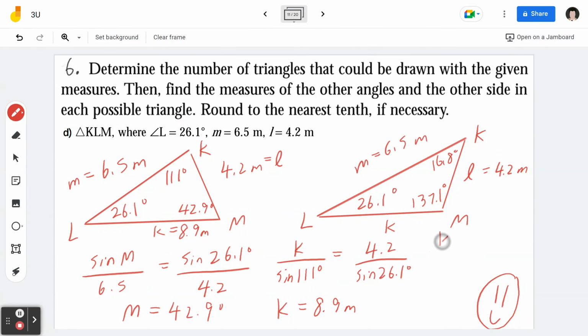Last but not least, if you take K in the second case, divided by sine of 16.8, which equals, again, 4.2 divided by sine of 26.1, K is going to be, you take 4.2 times sine of 16.8 divided by sine of 26.1. That's going to be approximately 2.8 meters, respectively. Again, if you look at the triangle, 6.5, 4.2, 2.8, that makes sense. In the first one, 6.5, 4.2, 8.9, that still looks logical. And that's how you do example 6D. I hope this makes sense.